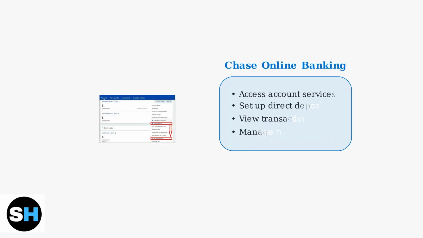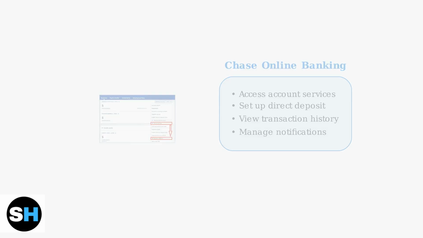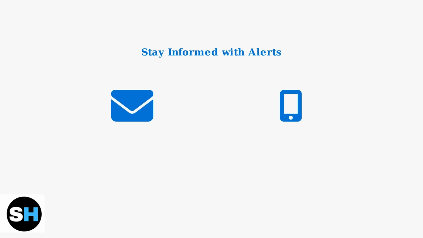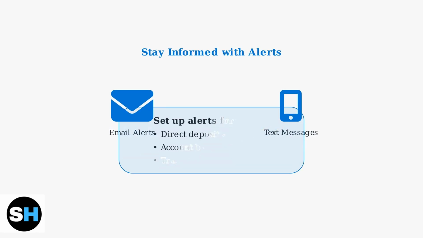Chase Online Banking provides comprehensive account management tools. You can access account services and set up direct deposit through the website interface. Chase allows you to set up email or text notifications to receive updates about your direct deposits, ensuring you're promptly informed when funds arrive in your account.